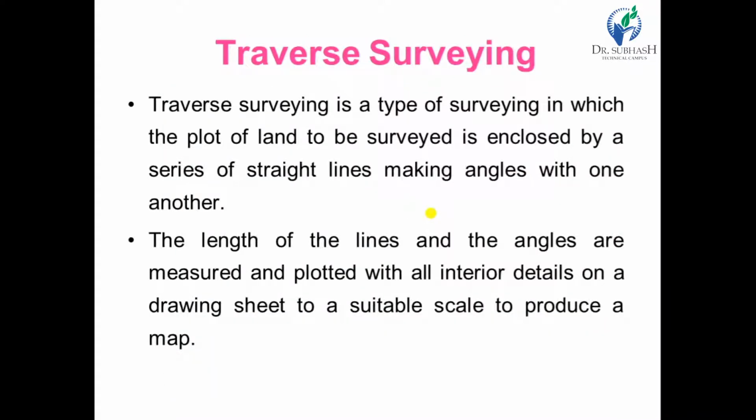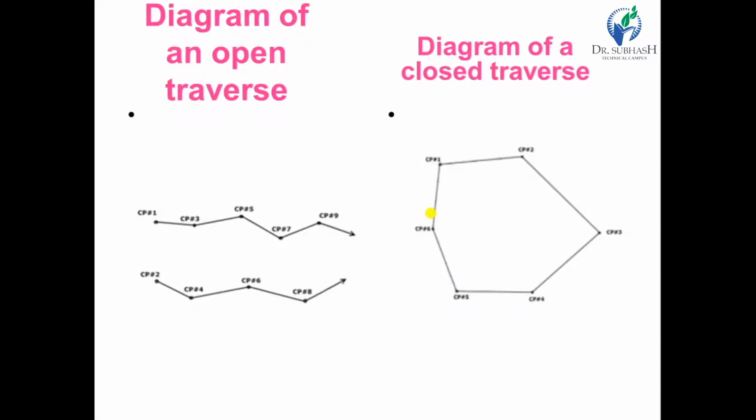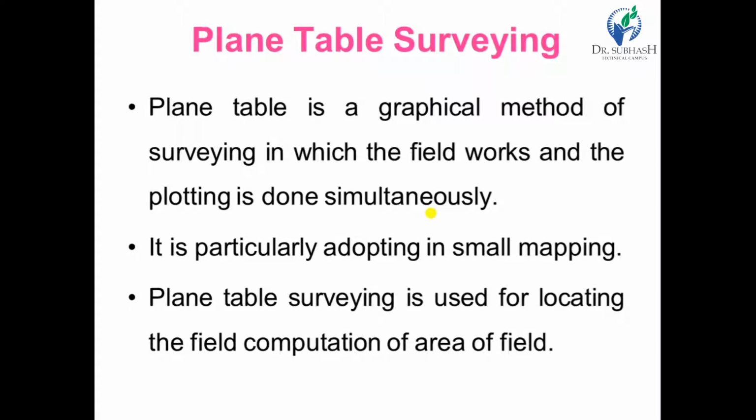Traverse surveying is a type of plane surveying in which the plot of land to be surveyed is enclosed by a series of straight lines making angles with one another, and the lengths of the lines and the angles are measured and plotted with all interior details on the drawing sheet. Here is the diagram of an open traverse and of a closed traverse. We also discuss theodolite traversing, which has these two types of traverse, open traverse and closed traverse.